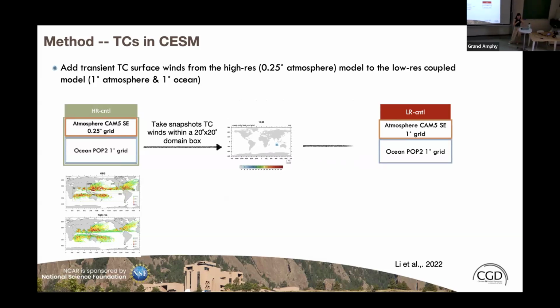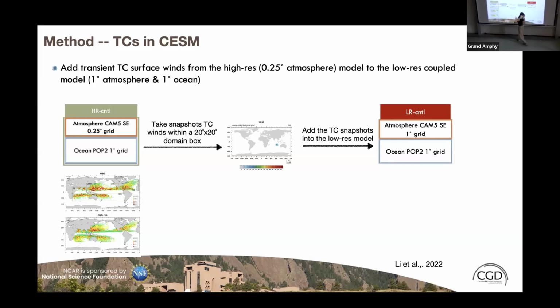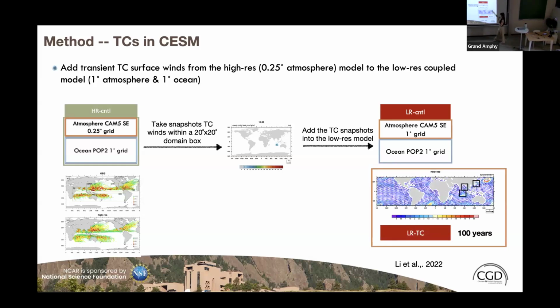Then we add these TC winds into the 1 degree coupled model on the fly as the model runs. If you are familiar with CESM, we added them into the coupler component. We did it in a way that these TC winds are added to the model preserving their initial time and location. So the ocean component in the 1 degree model sees the tropical cyclone wind forcing exactly as the ocean component in the high resolution model sees the wind forcing. We use this to mimic the behavior in the high resolution model, but with this we can run hundreds of years. So we run this model with TC forcing for 100 years.